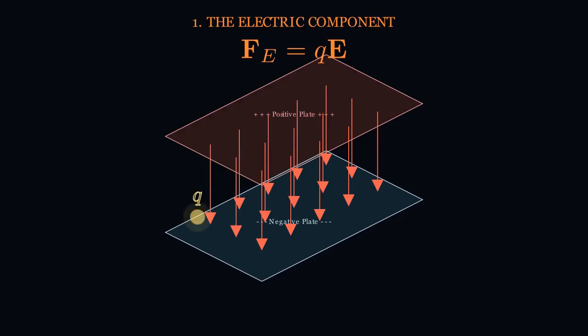Visualize a pair of parallel metal plates. The upper plate is positively charged and the lower plate is negatively charged. This setup creates a uniform electric field pointing straight down. If we place a stationary positive charge between these plates, it experiences a force pointing in the exact direction of the field vectors. The geometric relationship is purely linear.